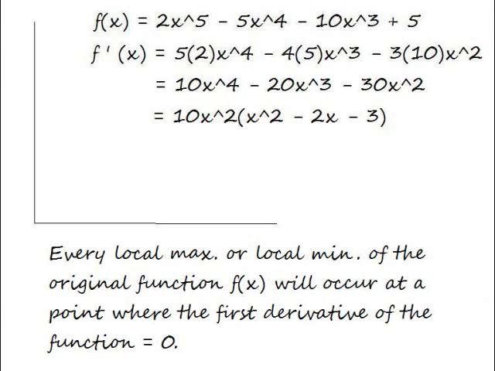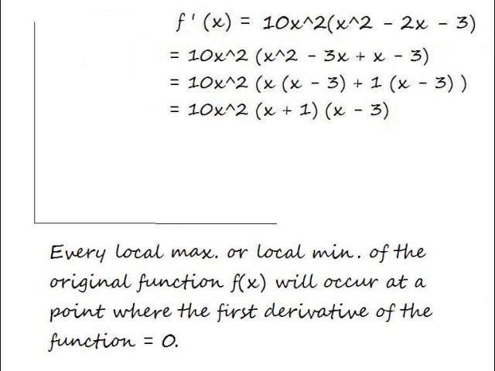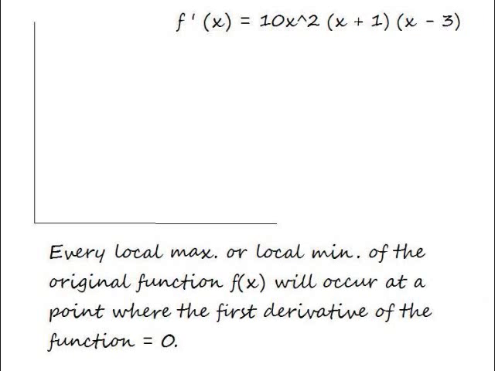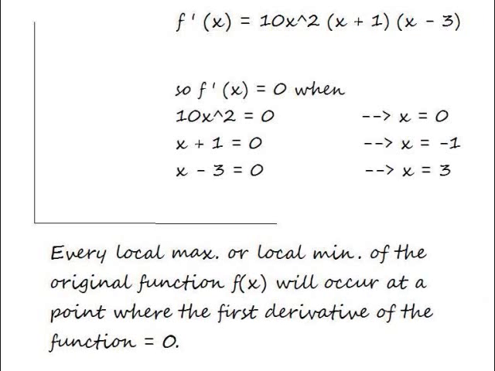So what we need to do now is factor the first derivative, which I've just done. And this allows me to tell exactly when the first derivative equals 0. It will only equal 0 whenever one of the factors themselves equals 0. So this allows me to see that it will only equal 0 when x equals 0, x equals negative 1, or x equals 3.